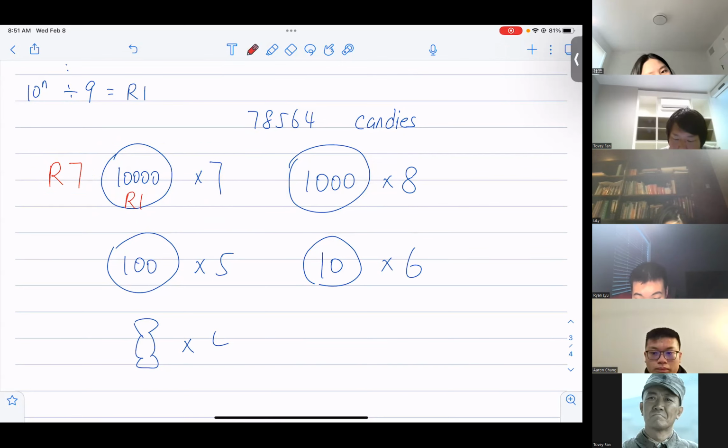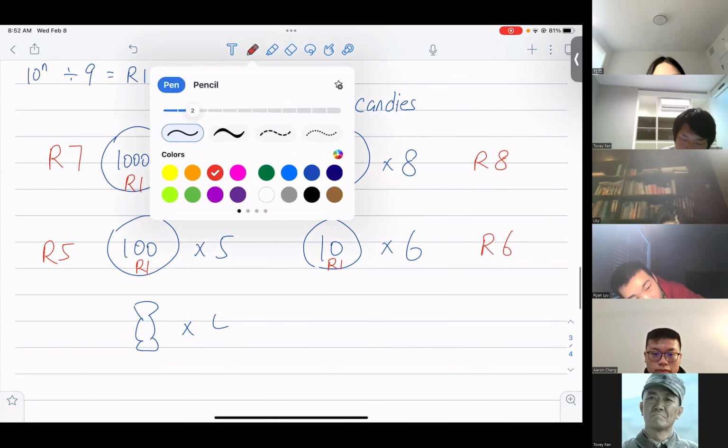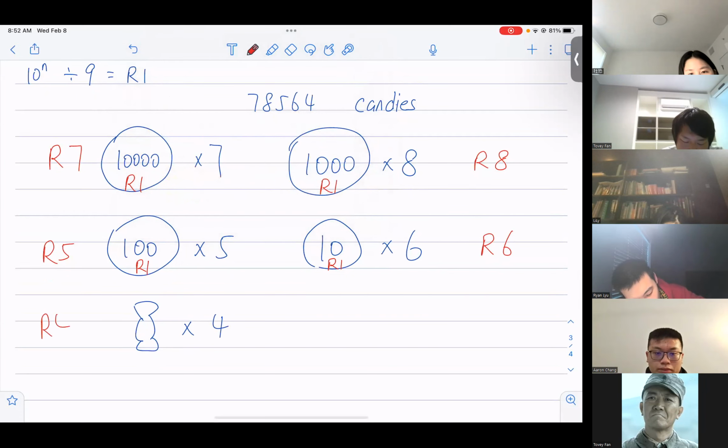Okay, and similar to every other pile. So again, 1,000 divided by 9, the remainder is 1. You have 8 piles, so you have a remainder of 8. 100, remainder of 1. You have 5 piles, you have 5 as a remainder. 10 divided by 9, the remainder is 1, times 6, so you have a remainder of 6. And 4 candies, then the remainder, of course, is 4.